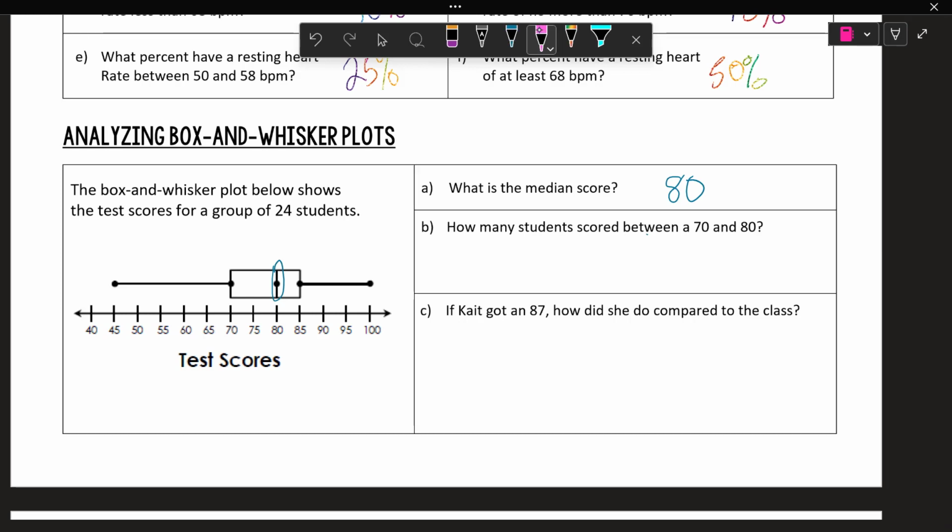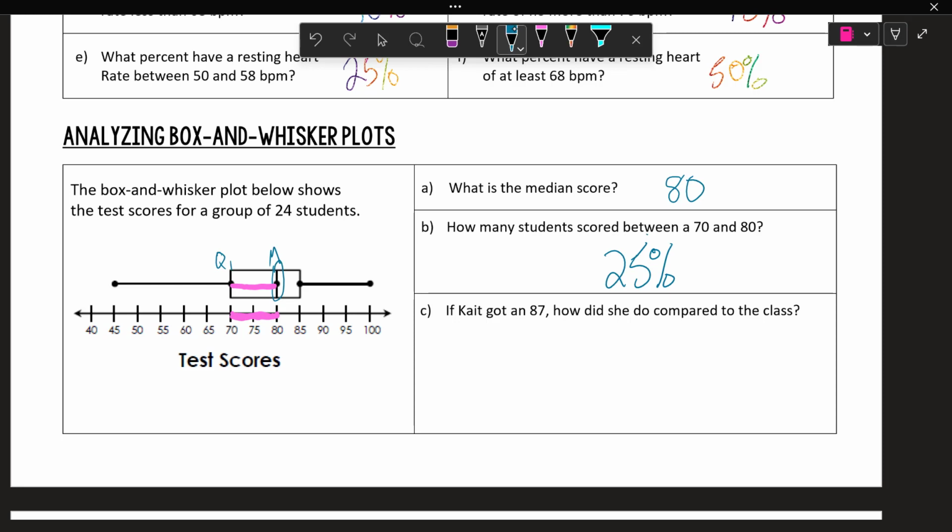Then, how many students scored between 70 and 80? So that's here to here. Well, that's also just from the first quartile to the median. And that's just one section, so one section is 25%.